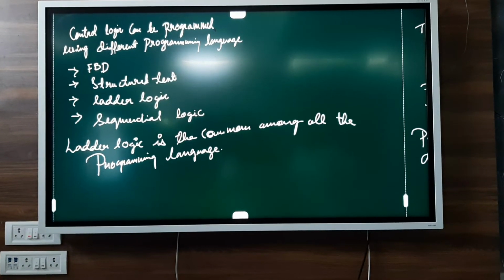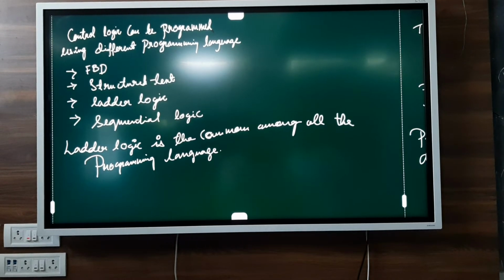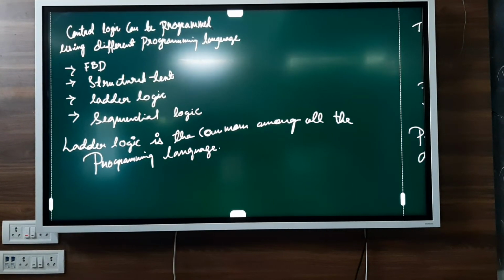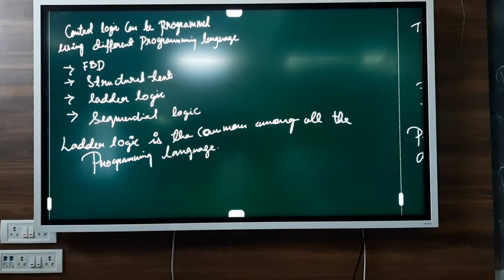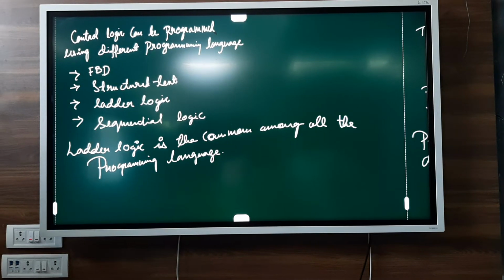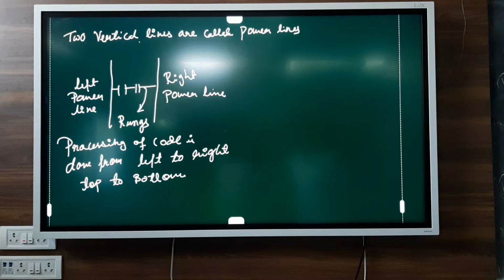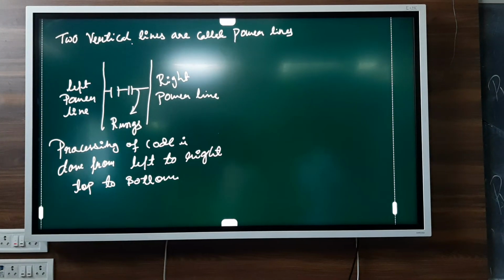The name ladder is given because the program looks like a ladder. That's the reason the program has been named ladder logic. Next we are going to see the figure for the ladder diagram. The most common language is the ladder programming language. It gets its name because it looks like a ladder with different input and output relations.